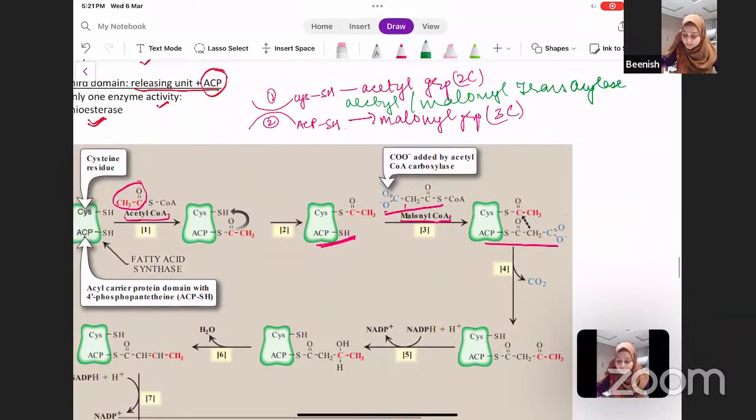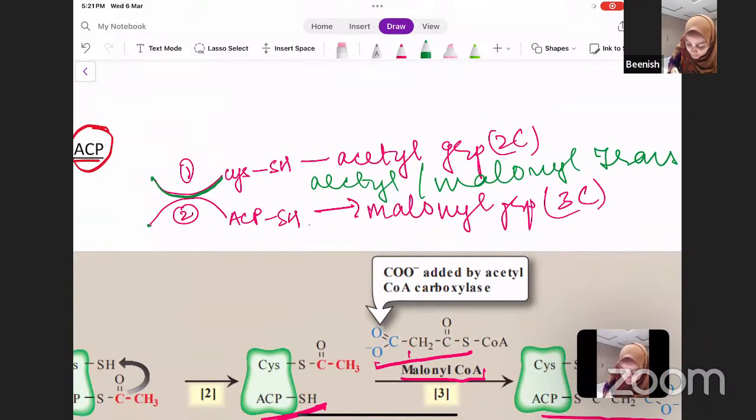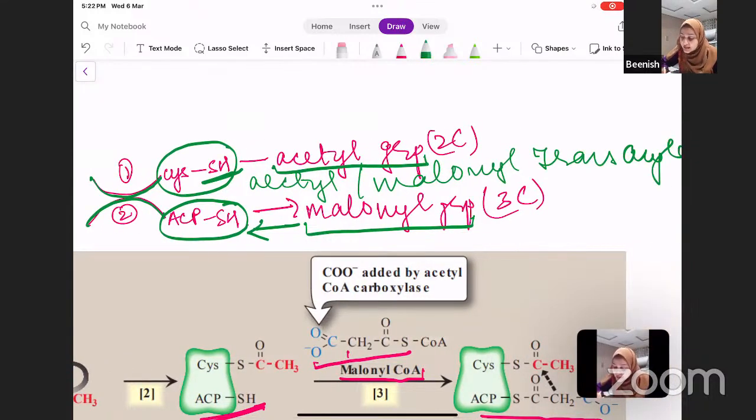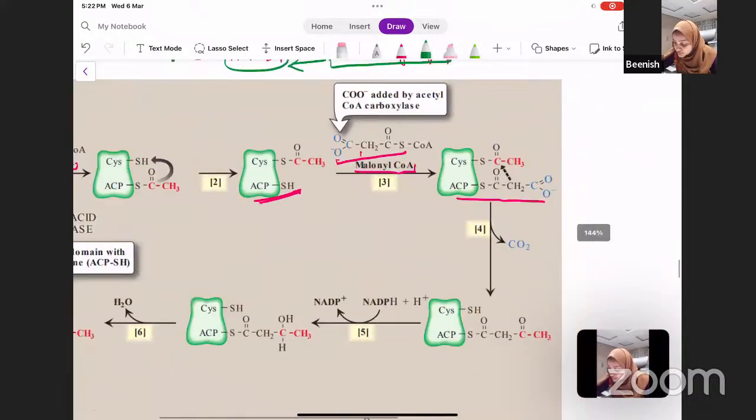I'll repeat it once again. See, 2 monomers, monomer 1, monomer 2. The monomer 1 has a cysteine group with sulfhydryl, and this ACP also has a sulfhydryl group. Now your acetyl group attaches to the cysteine and your malonyl group attaches to the sulfhydryl group of ACP. And this is brought about by the enzyme acetyl malonyl transacylase. Okay, that was simple. Now let's see what is happening.